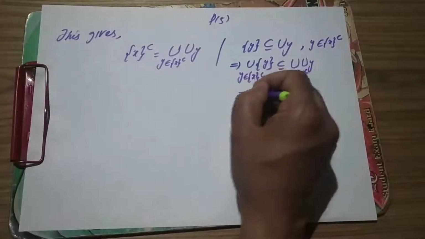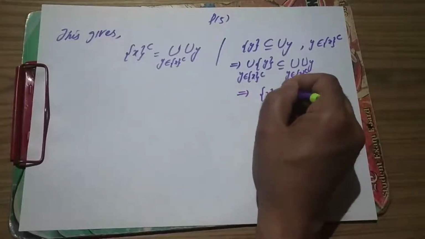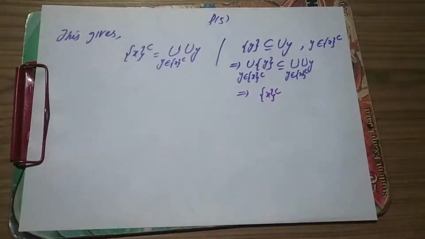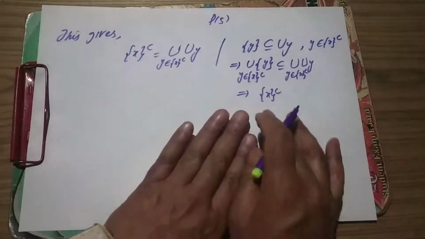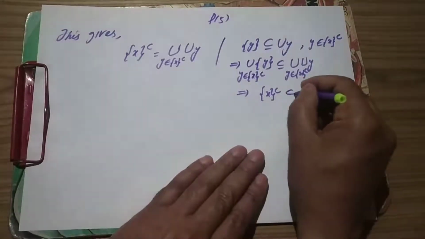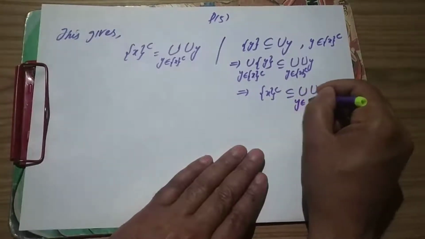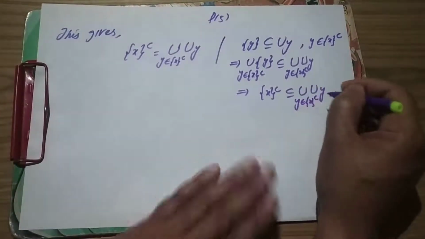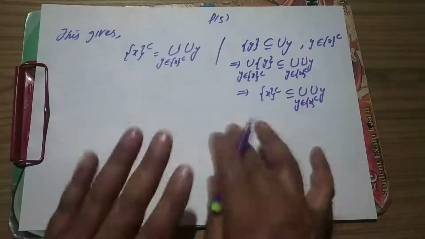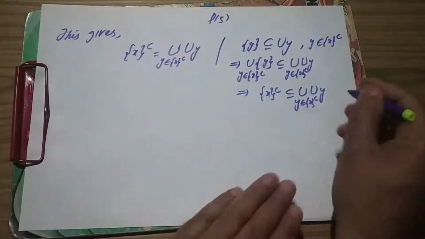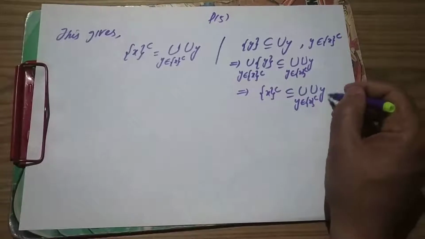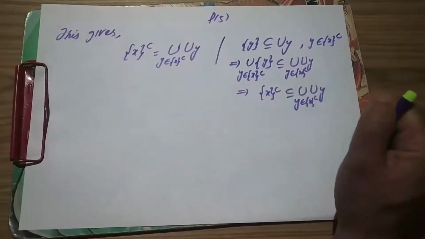But this one is equal to the whole X complement, because you are taking all the singleton subsets of X complement, and you are taking the union of all those singleton subsets of X complement. So it's equal to the whole X complement. It will be a subset of this union, Y belongs to X complement. Okay, so that means the equality holds, because this one is always a subset of X complement, because each such open set does not contain the point X.